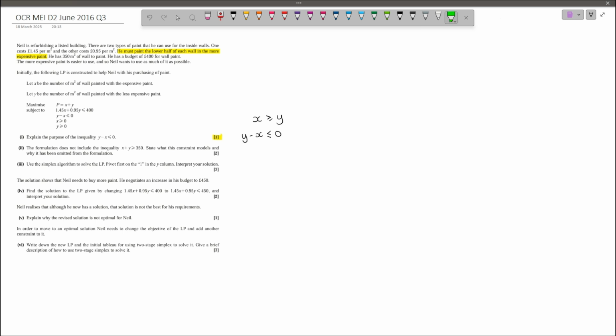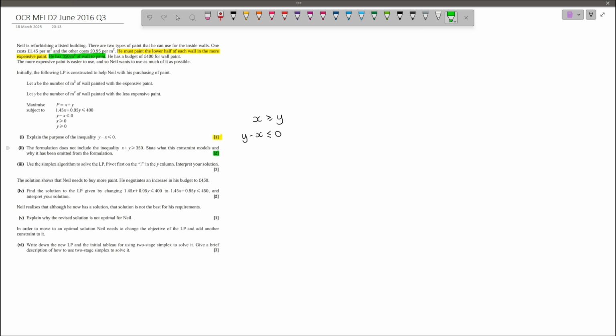In the question, we're also told that he has 350 square metres of wall to paint, which means the amount of paint purchased, X plus Y, has to be greater than or equal to 350. It would be really good if Neil purchased exactly the necessary paint to paint exactly 350 square metres, but the simplex algorithm deals with inequalities and optimising inequalities.